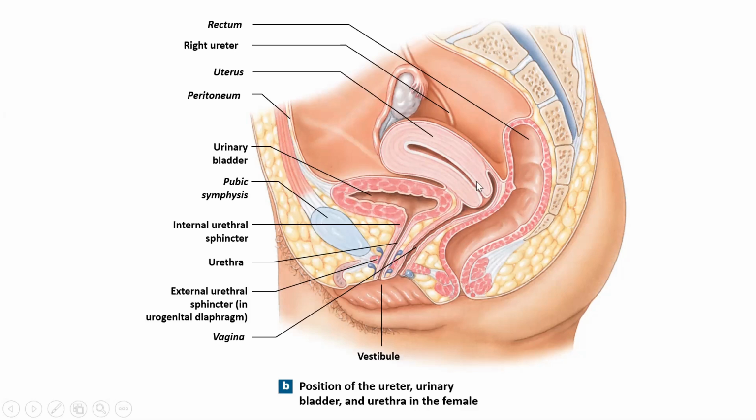uterus and the vagina. And so this is why in males, if we're doing a bladder inspection, if we're doing a prostate inspection, we can use the rectum as a route to palpate the bladder for any tumors or anything like that. But in females, that's not as effective because we've got this structure obstructing that palpation.